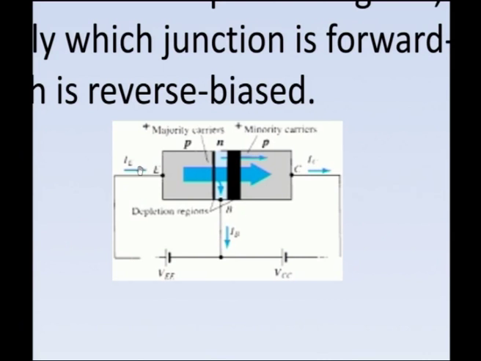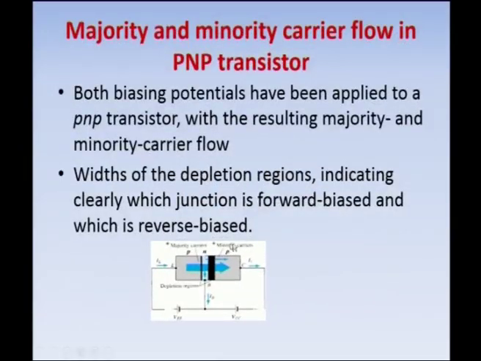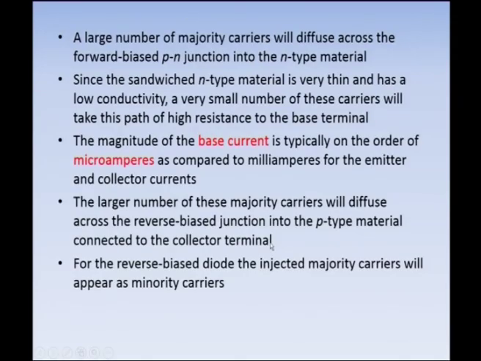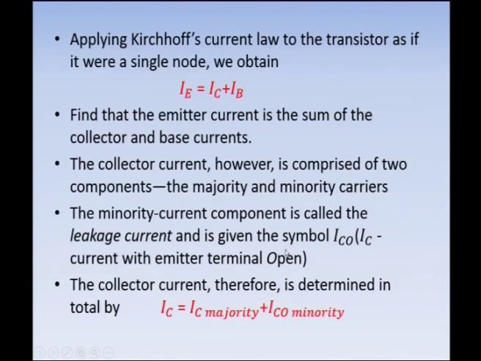So, the emitter current is equal to the sum of the collector current and the base current. The base current is typically in the order of microamps as compared to milliamps for the emitter and collector currents. And this is what we have obtained by Kirchhoff's current law.